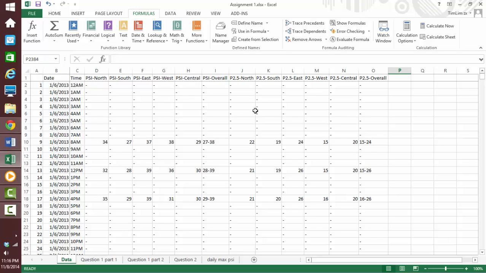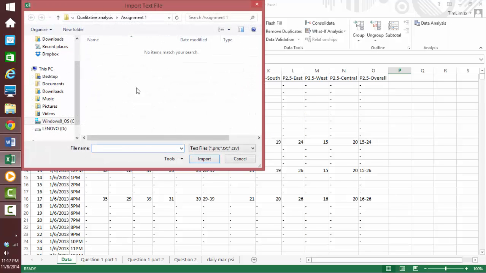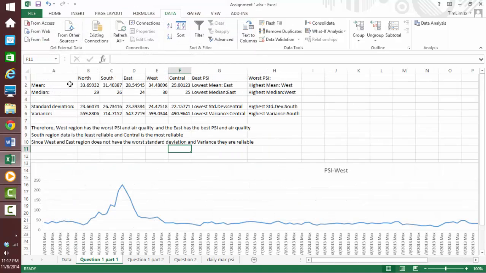Okay, I'm going to show how I inserted the data. I saved the link from the internet, and I went to data, and I clicked on text. Then they showed me this sign, and I found where my link was saved. For question 1 part 1, they asked me to find the median.